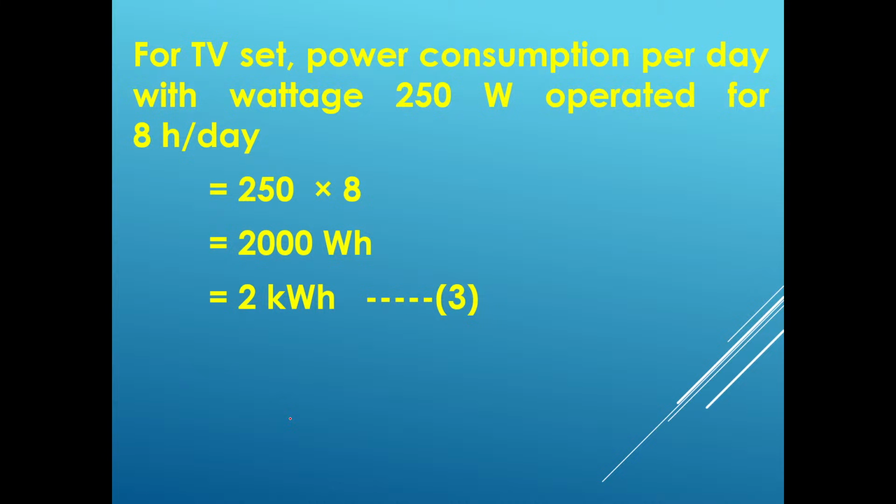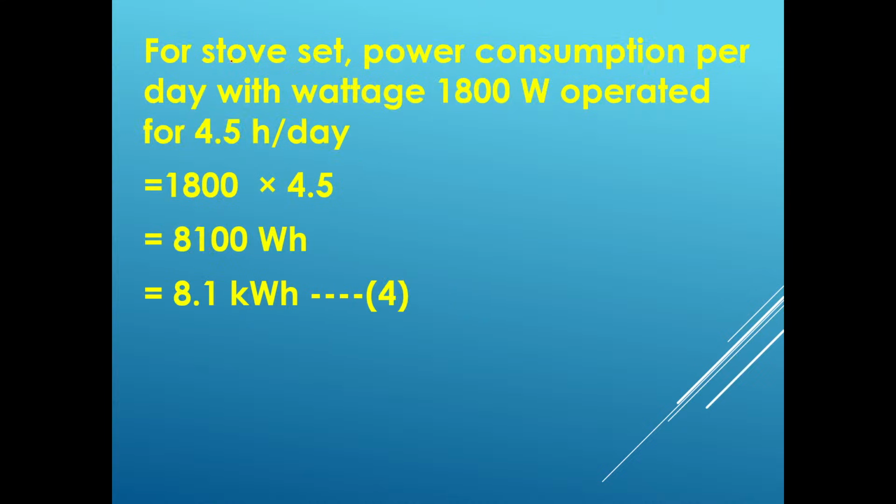Similar to this, for the induction stove also we can calculate the energy consumed per day. Of course I have written power consumption, but it is energy consumed per day. So for the stove, only one stove is there. Its wattage is 1800 watts and it is operated for 4.5 hours per day. So 1 into 1800 into 4.5. You just multiply, you'll get 8100 watt hour. Convert watt hour into kilowatt hour, you'll get 8.1 kilowatt hour. So consider this as equation number 4.